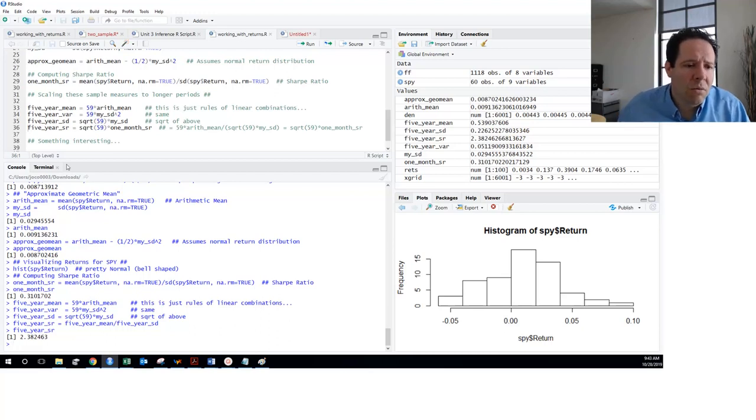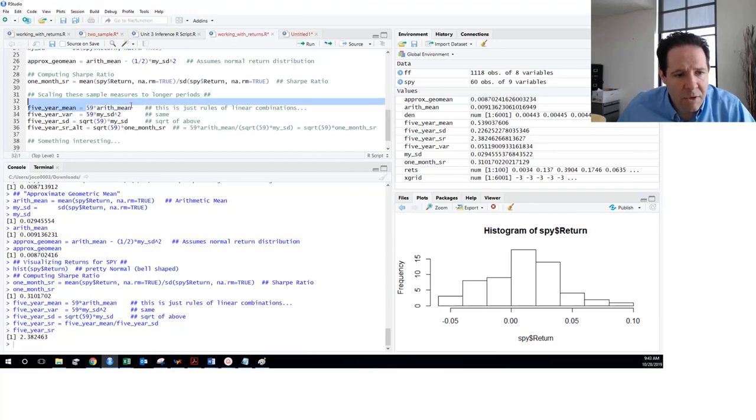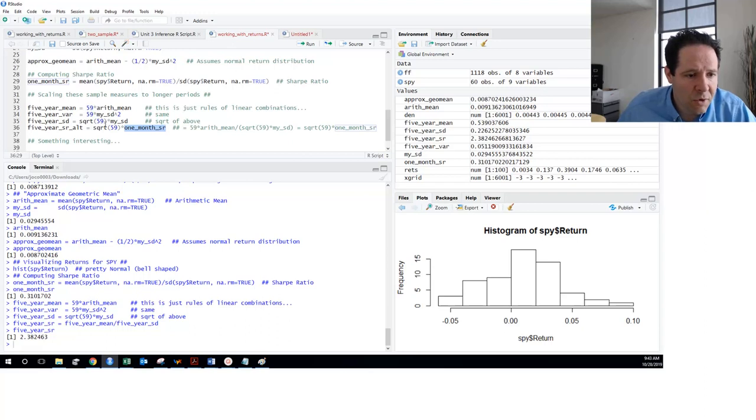Now, what if instead I did it this way, where I took the equations and divided 59 times the arithmetic mean by the square root of 59 times the standard deviation. Turns out that arithmetic mean divided by the standard deviation gives me the 1 month Sharpe ratio, that's just up here. And then 59 divided by the square root of 59, well, that gives me this as well.